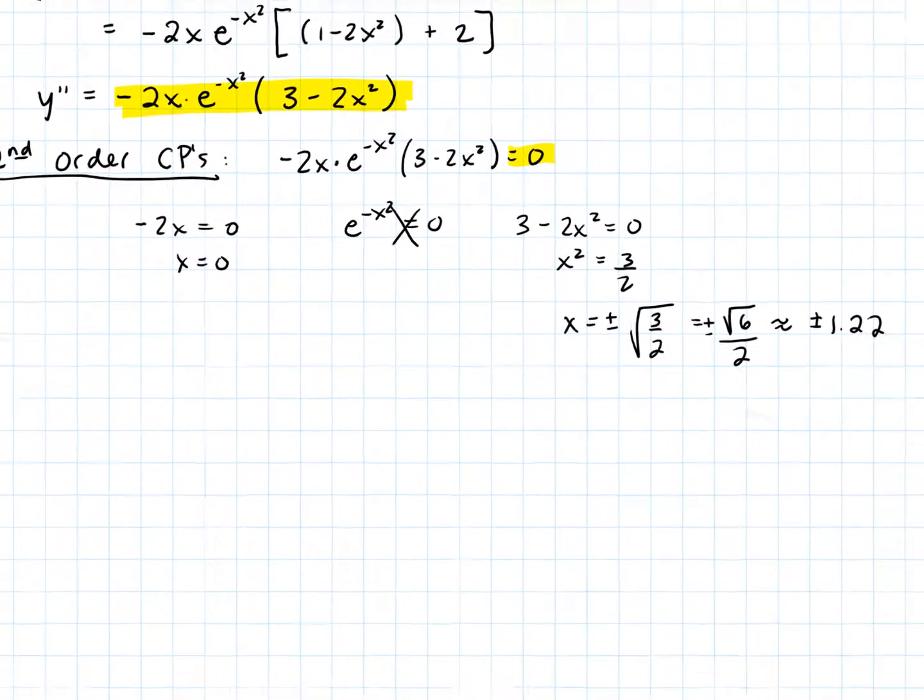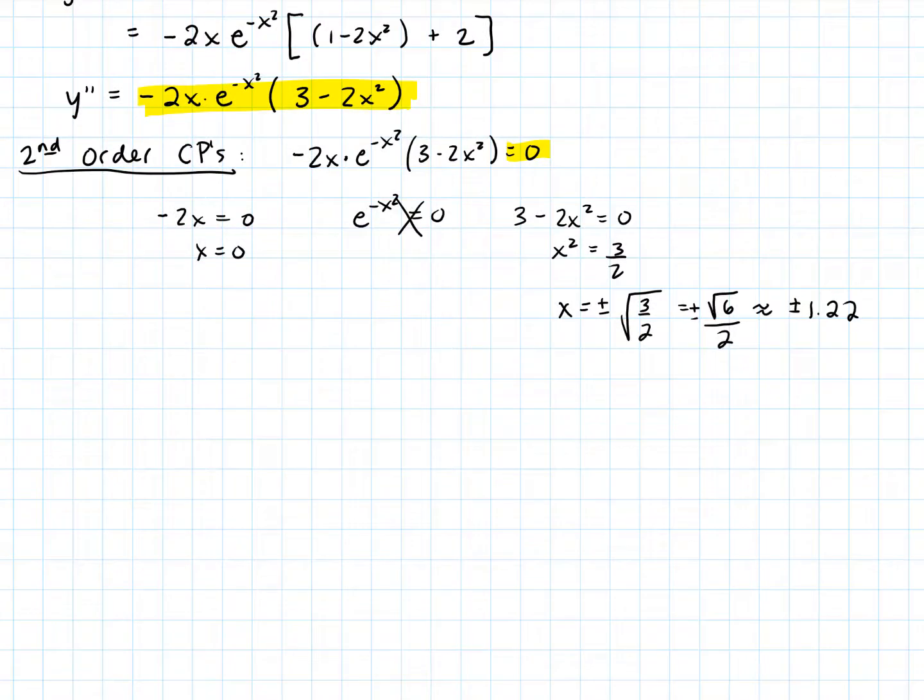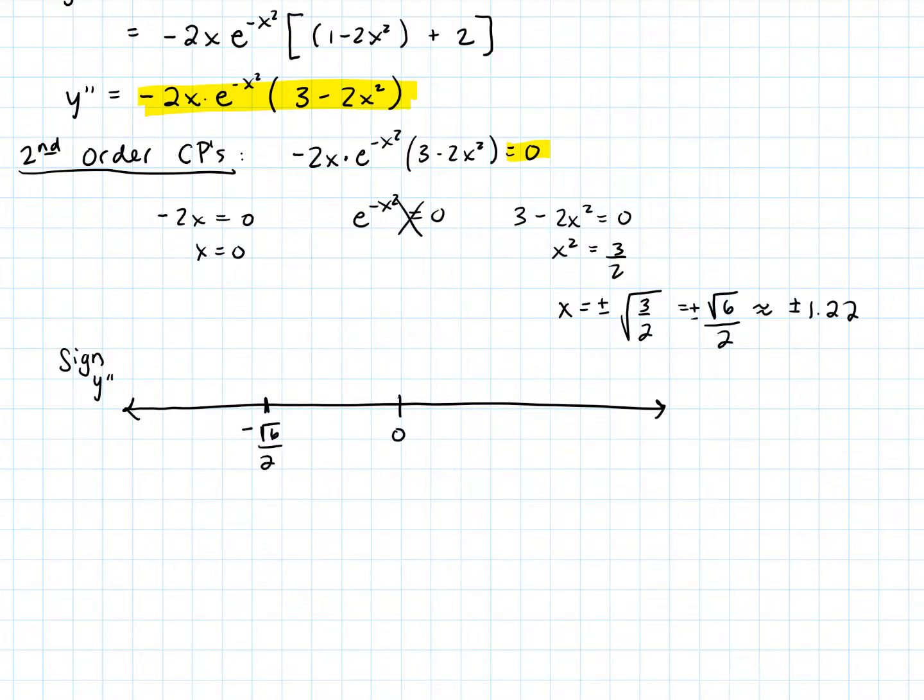So now let's actually make the sign chart. So the sign chart for the concavity, to figure out where we're going to be concave up, concave down, take our sign chart, look at the sign of the second derivative, take our critical points, so we have 3 of them, second order critical points, 0, and then we've got over here negative root 6 over 2, and we've got positive root 6 over 2. Remembering that this is negative 1.22, and this is approximately positive 1.22.